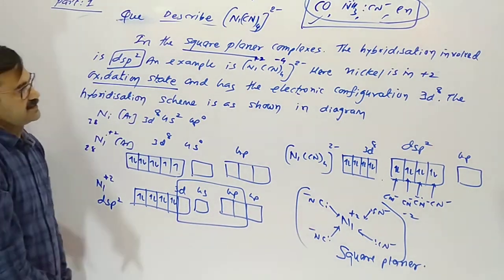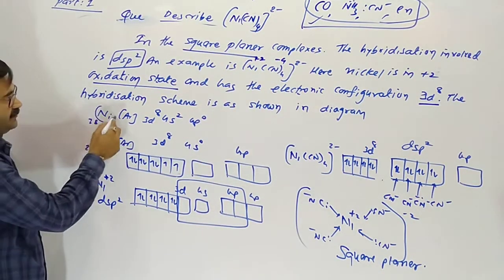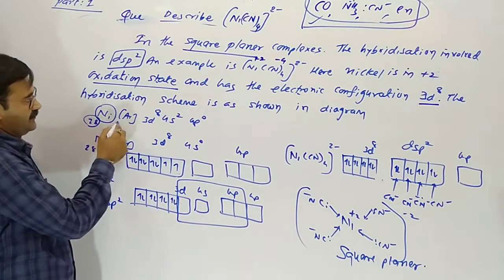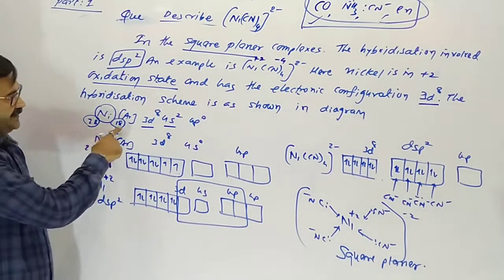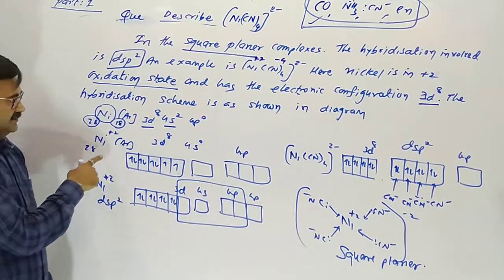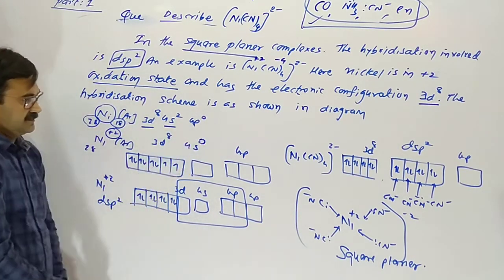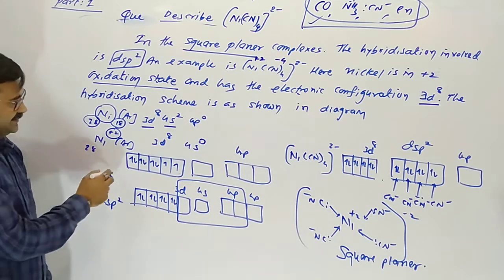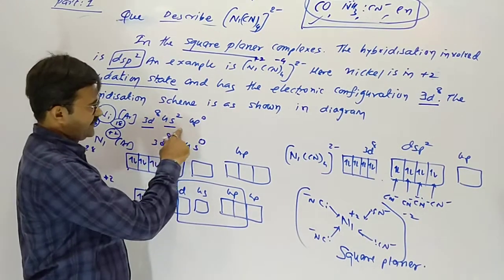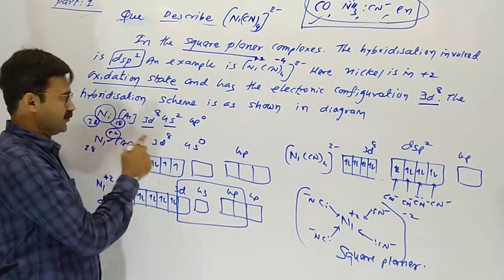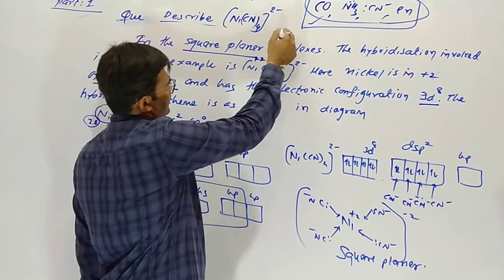Clear? And the electronic configuration is 3d8, how? The atomic number of nickel is 28, so after argon's 18 electrons, 4s2 and 3d8, 18 plus 10 is 28. Now +2 means two electrons are removed from 4s, so 8 remain in 3d. 4s is now vacant after removal of the 2 electrons, and 4p is vacant.